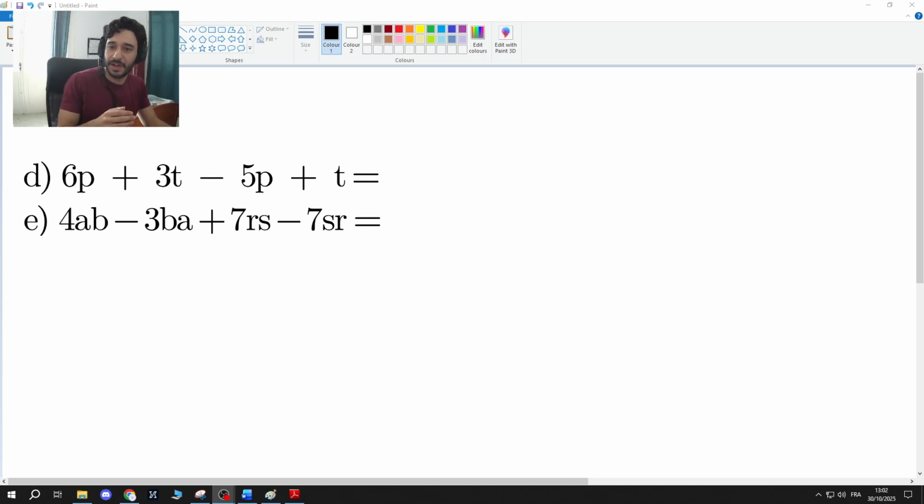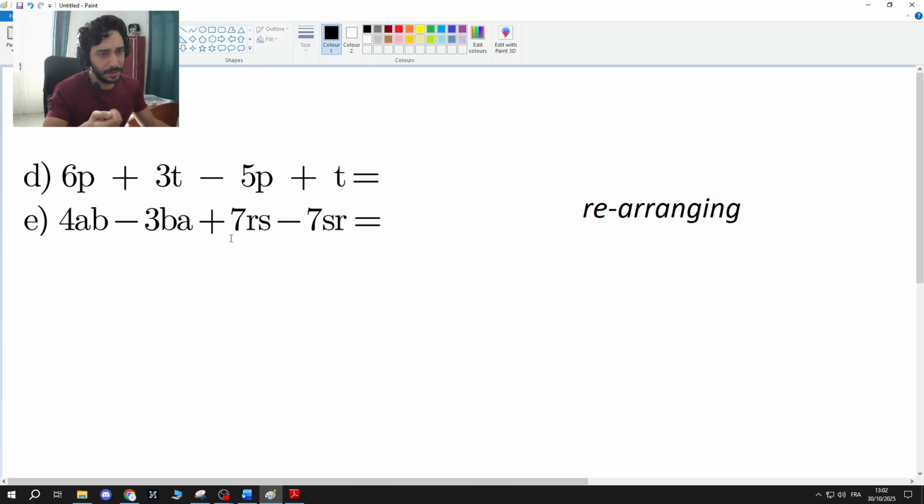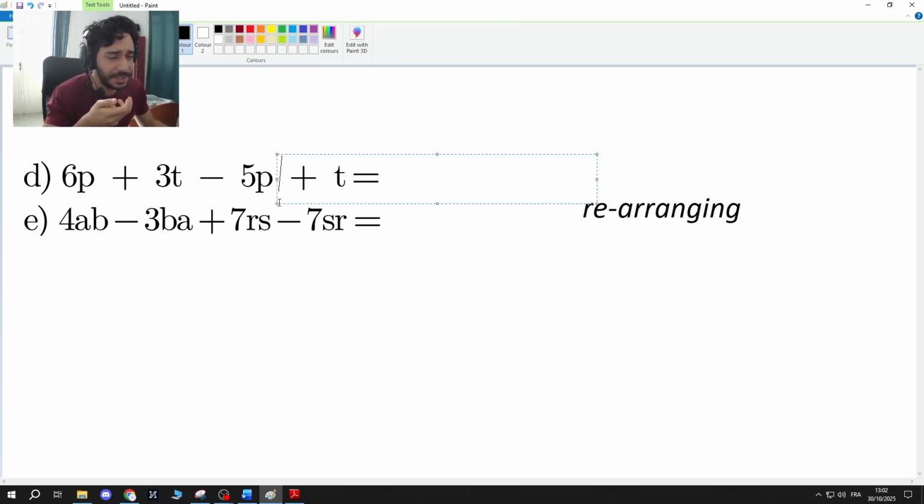Now, the reason why there's a separate video for D and E is because we're actually going to do one thing before we actually simplify our expression. And that thing would be to rearrange it first, simply because we have more than one variable. So let's look at the first one, by the way. So we have 6p, 3t, negative 5p, and positive t.